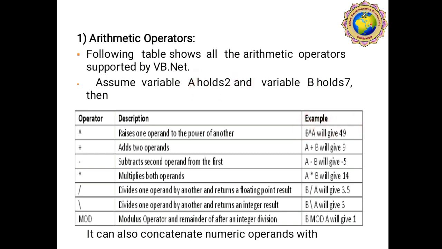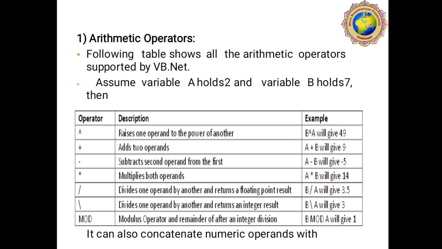The answer is 49. Next, plus adds two operands, so A plus B gives the answer 9. Then subtraction subtracts the second operand from the first, so A minus B gives negative 5. Then multiplication multiplies both operands, A star B, that is 2 into 7, which gives the answer 14.